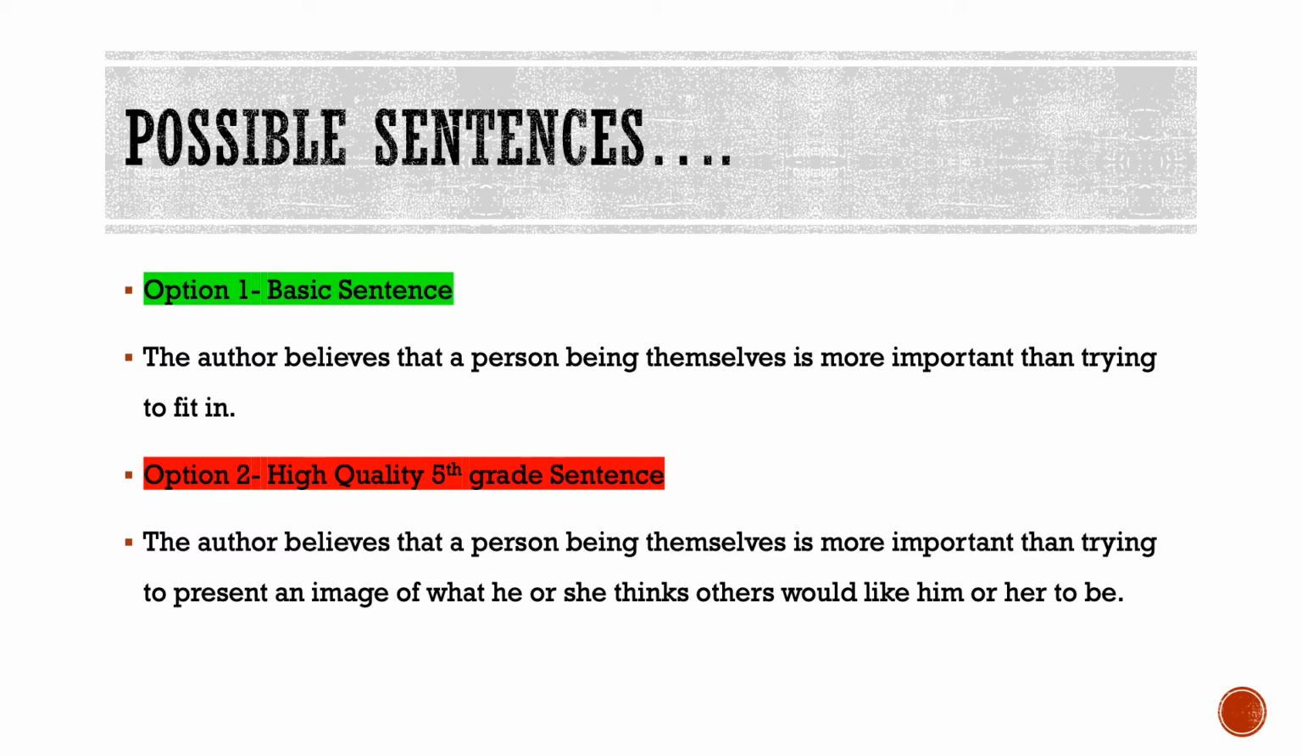Possible sentences. I've given 2 options. Option 1 is a basic sentence. The author believes that a person being themselves is more important than trying to fit in. Option 2, which I'm strongly encouraging all of you to try and write, are high quality 5th grade sentences. This sentence for option 2 is, the author believes that a person being themselves is more important than trying to present an image of what he or she thinks others would like him or her to be.